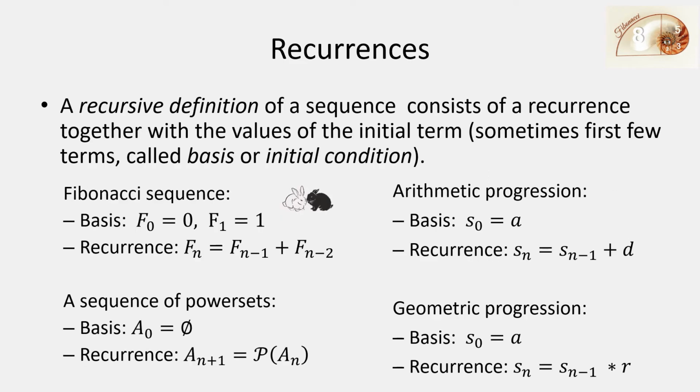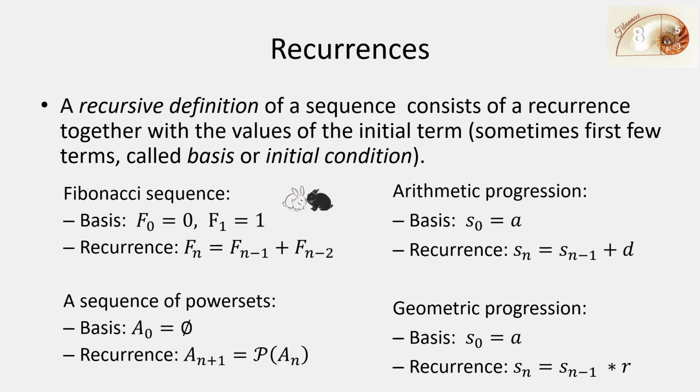So here are some examples of recursive definitions. For the Fibonacci sequence, the basis is f of 0 is 0, f of 1 is 1, and then the recurrence you've seen already several times: number of adults plus number of babies, f of n minus 1 plus f of n minus 2, will give you f of n. Arithmetic progression, again, I kind of said it already: the next number is the previous number plus that number d that you keep adding to the original one. Geometric progression, similar. Instead of adding, you multiply, but otherwise it is the same.